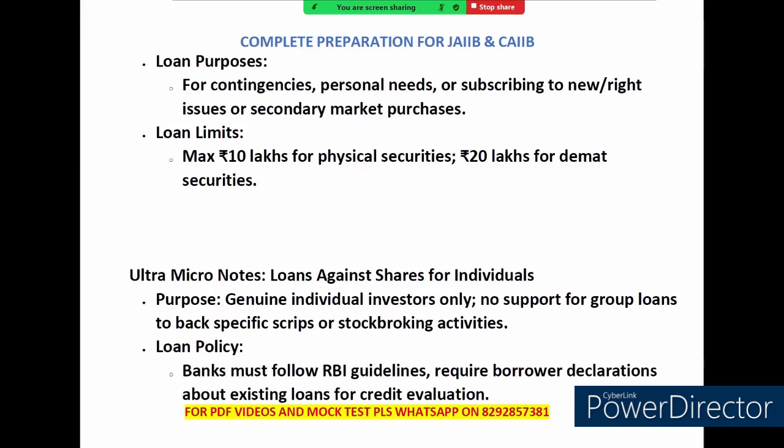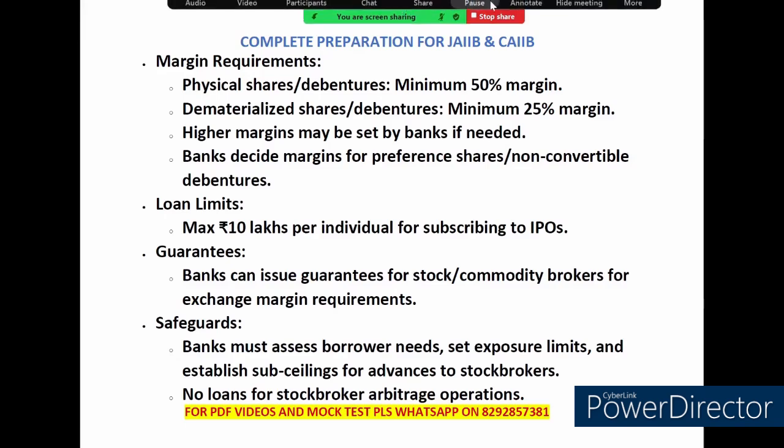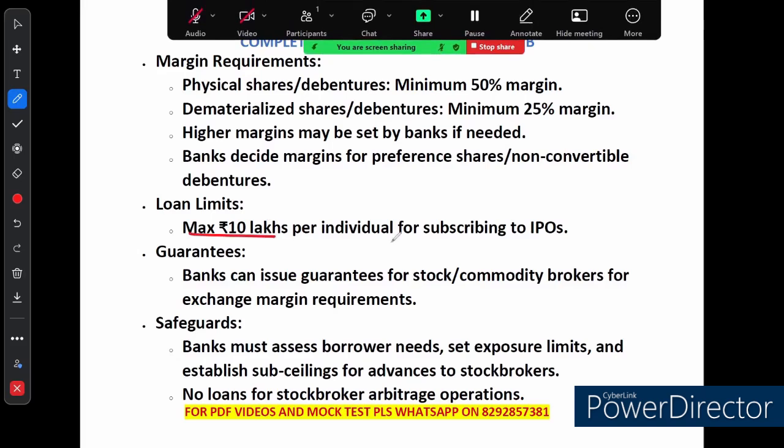Margin requirement, remember: for physical share or debenture, 50% margin is required. For dematerialized share or debenture, 25% margin is required. The bank may set a higher margin if needed, especially for preference shares or non-convertible debentures. An individual can borrow up to a maximum of 10 lakh when subscribing to an IPO.